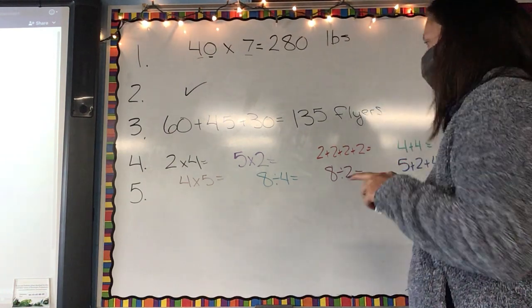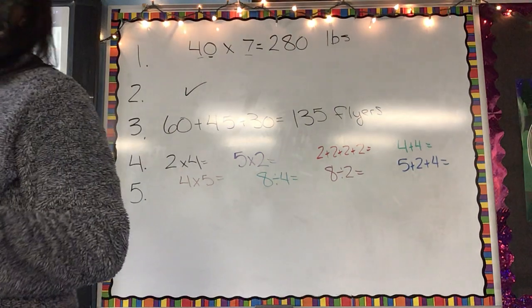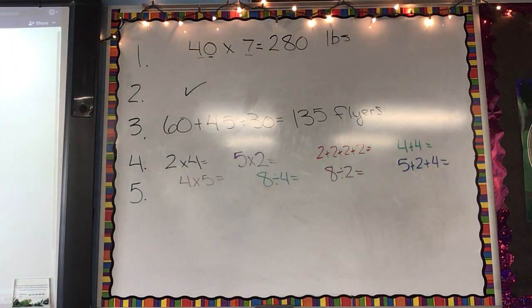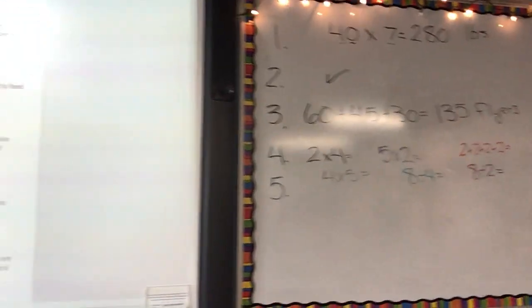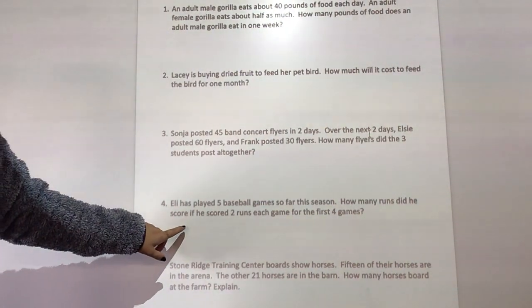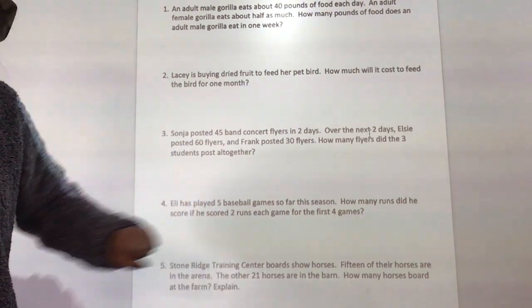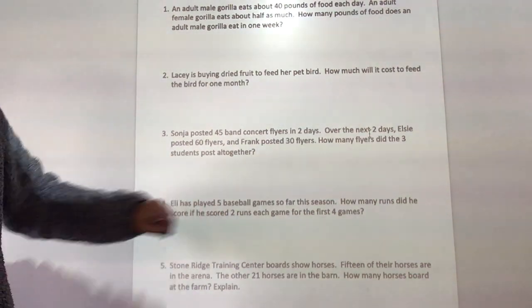All right, so now we are up to 1, 2, 3, 4, 5, 6, 7, 8 equations. Ladies and gentlemen, none of those are correct. Brooklyn, would you like to tell me again about your idea? It doesn't give you any information about the game. Brooklyn is our big winner on number 4. But did it ask about the game? It says, how many runs did he score if he scored 2 runs each game for the first 4 games? He played 5 baseball games.